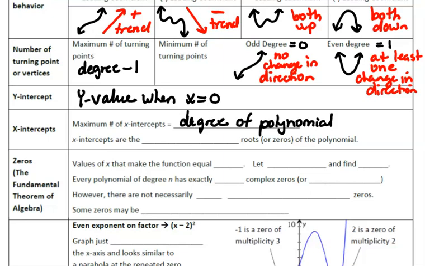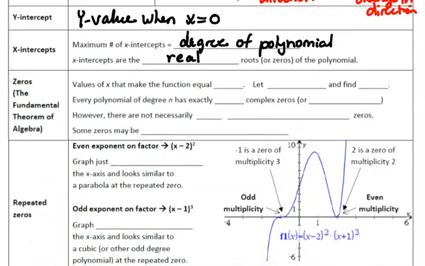X-intercepts are the real roots or zeros of the polynomial. When I say real, I mean not imaginary numbers. We can have imaginary numbers that are also zeros or roots of the polynomial, but they're not x-intercepts. More on that later. Now, this is an important theorem.